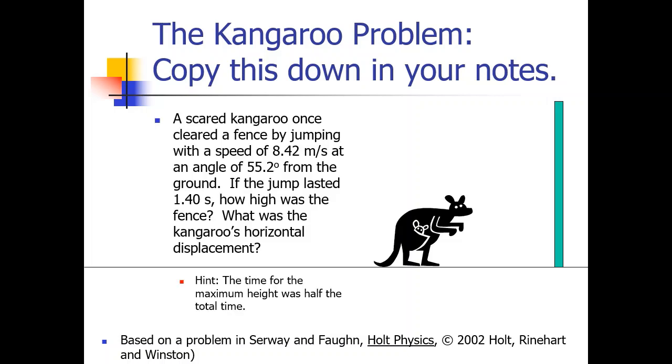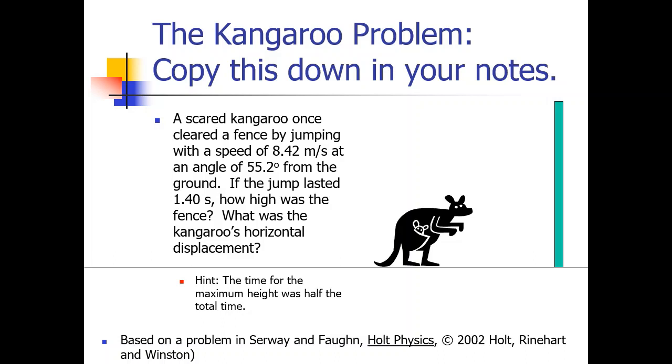So here's one of my favorites. Why don't you copy this problem down in your notes and then we will solve it together. You can go ahead and pause the video, and then once you get the problem copied down, we'll go through it. Here it is. A scared kangaroo once cleared a fence by jumping with a speed of 8.42 meters per second at an angle of 55.2 degrees from the ground. If the jump lasted 1.4 seconds, how high was the fence, and what was the kangaroo's horizontal displacement?